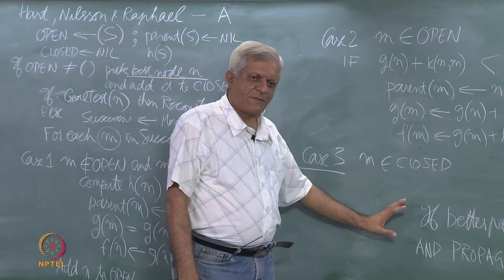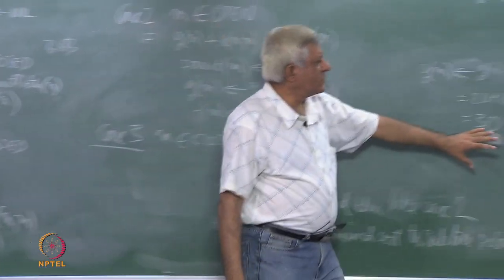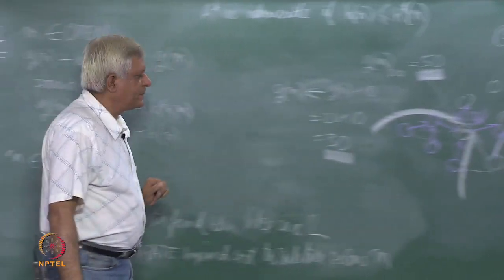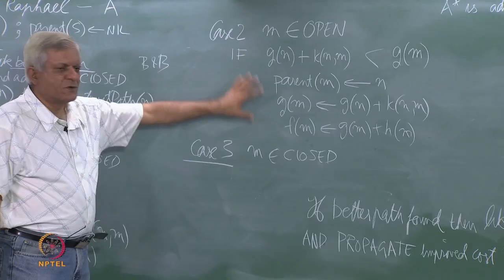So, we need this extra step: if we have found better paths to nodes that we had already expanded earlier, we need to propagate this improvement to their children essentially, which is a little bit more work than case 2.